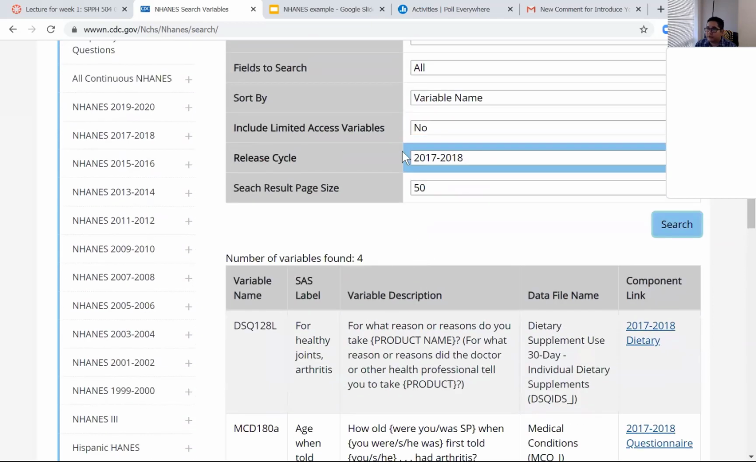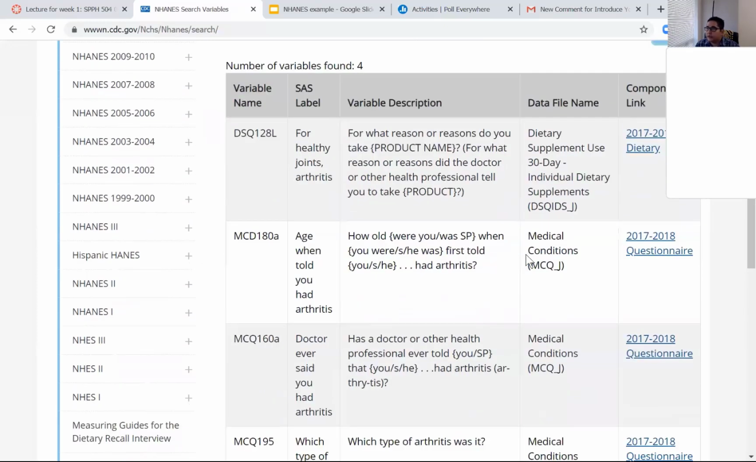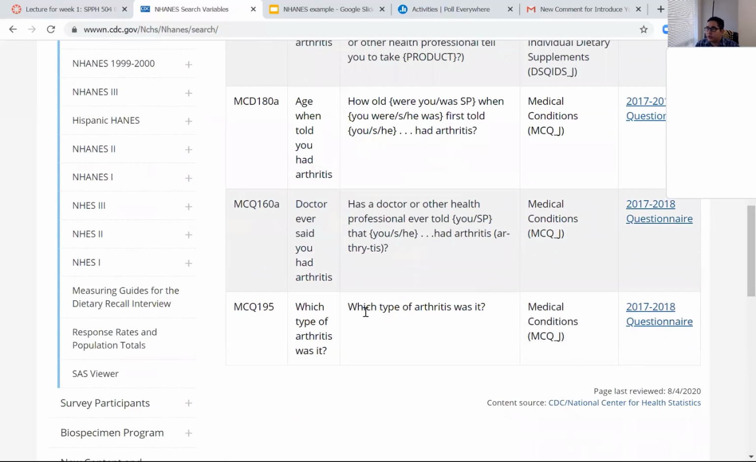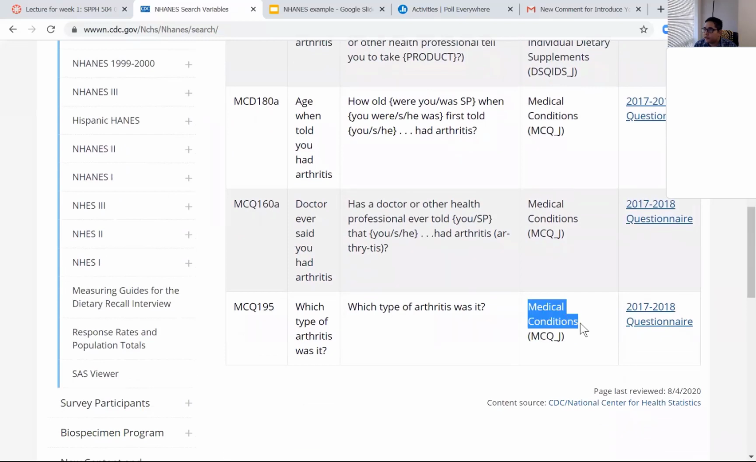So I'm just trying to figure out whether I have, say for example, my exposure variable is rheumatoid arthritis, say for example, right? And I'm trying to find out which type of arthritis it was, right? So that question was actually asked. And this is the data file name. So it says medical condition. There is a data set called medical condition, and there I can have the answer for this question.